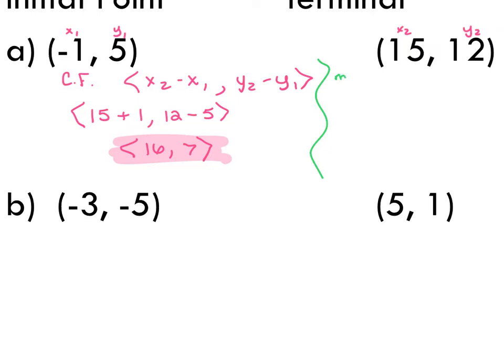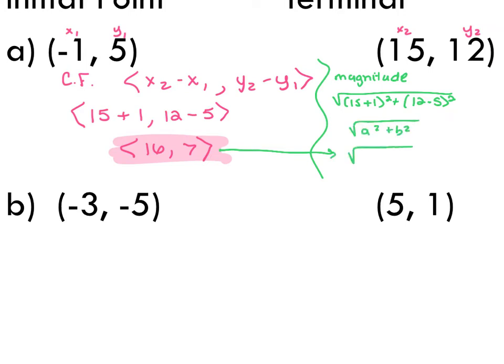Then I want to do magnitude. And remember, we said there's two ways to do magnitude. One is use the distance formula from the beginning. So I would get the square root of 15 minus a -1 squared plus 12 minus 5 squared. Continue to work that out. Or, less work, if I already have the component form, I do the square root of a squared plus b squared, a being the first term, b being the second term.